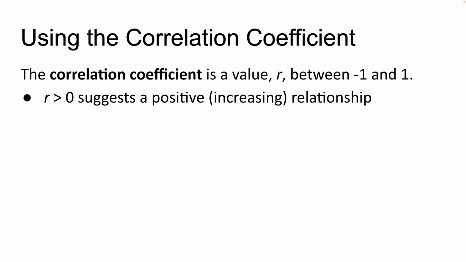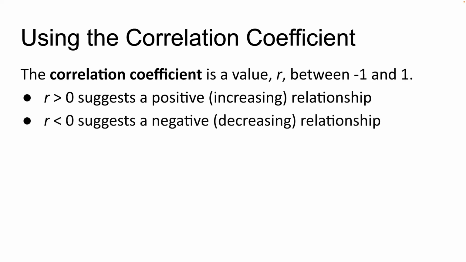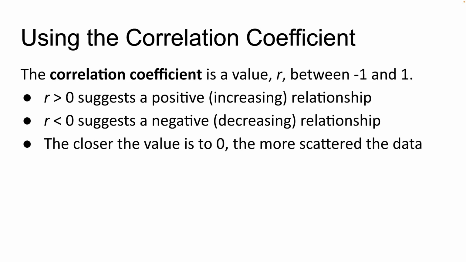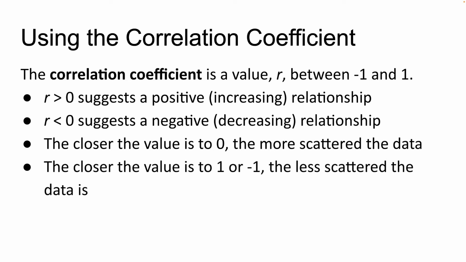If R is greater than 0, this suggests a positive or increasing relationship. When R is less than 0, this suggests a negative or decreasing relationship. The closer the value is to 0, the more scattered the data will be. And the closer the value is to 1 or -1, the less scattered the data is.